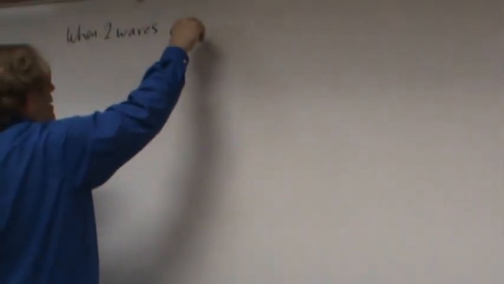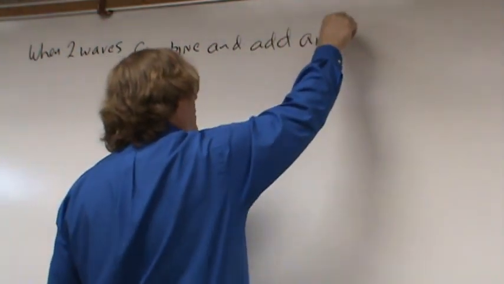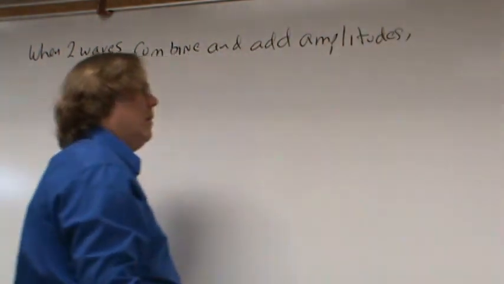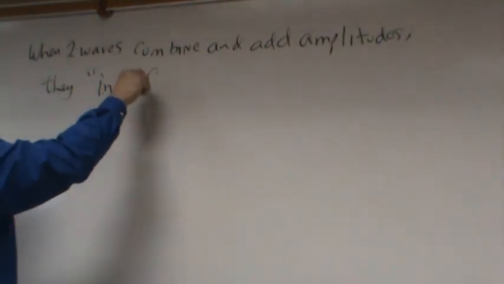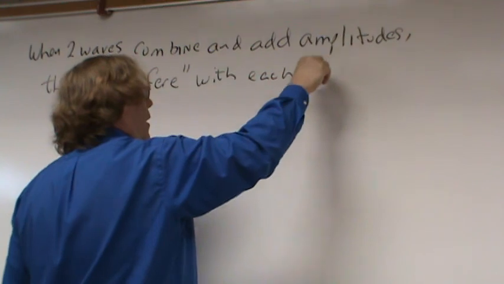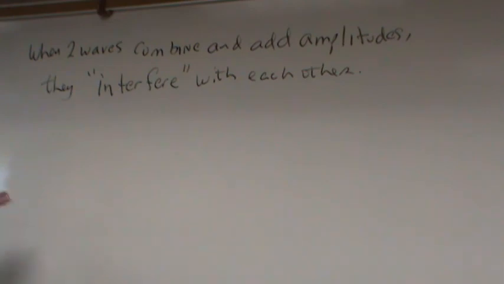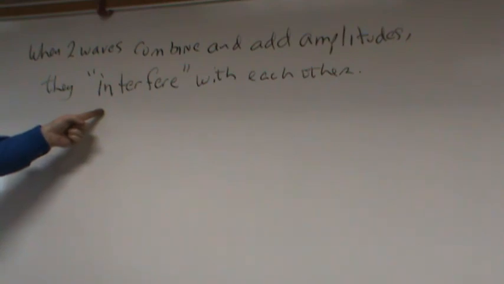Okay? All right, then here's the last thing. I need to teach you a couple of words. First of all, interference. When two waves combine and add their amplitudes, they interfere with each other. And that's actually the physics term for it. So from now on, I'm not going to use words like combine or collide. I'm always going to use the word interfere.